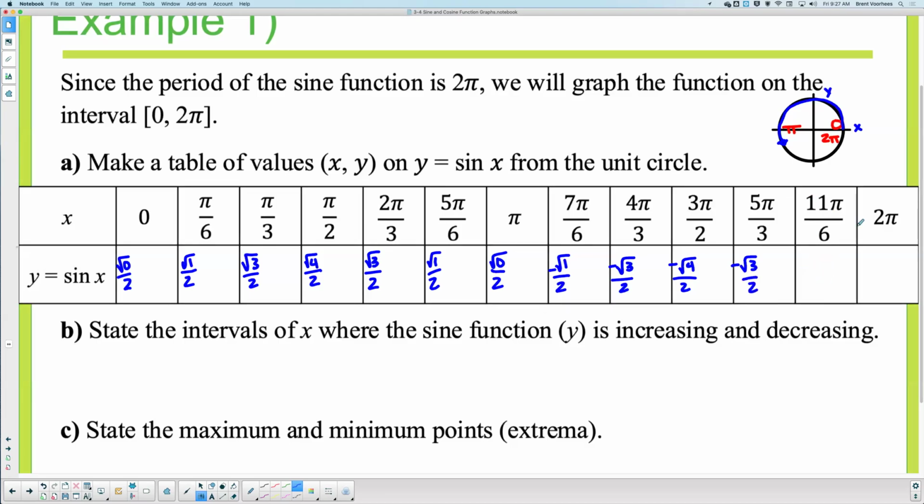Finally, I got 2 left, sorry. 11 pi over 6, which finger is that? Ring. Bend your ring, flip your hand. How many y's do you have there?